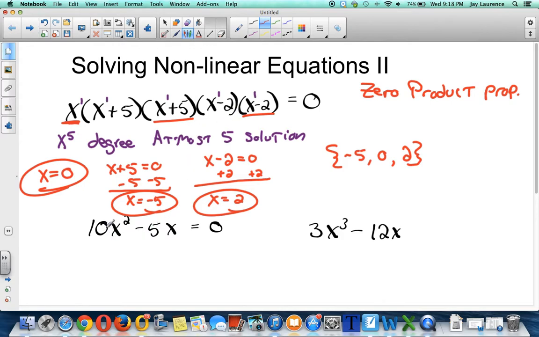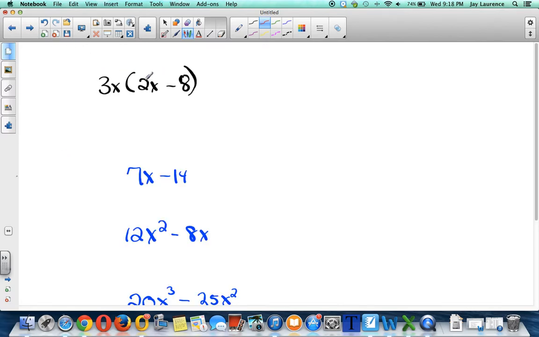All right, in a minute we're going to come down here and try these. But before we do that, I want to talk about distributing really quick. We've got 3x times the quantity of 2x minus 8. And I know you guys are really getting good at distributing, which is awesome. So 3 times 2 is 6, and x times x is x squared. And then 3 times negative 8 is negative 24. Oops, sorry about that. Said it right, just didn't write it right. Negative 24. And there's an x on the end.